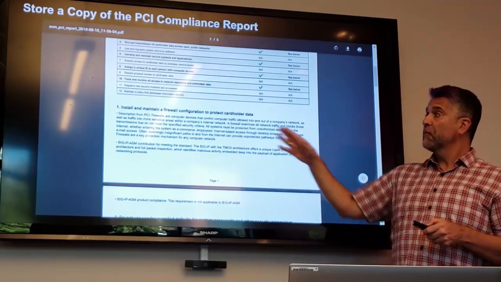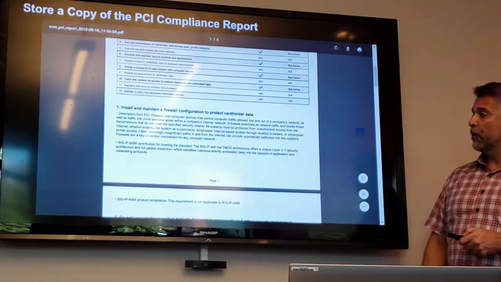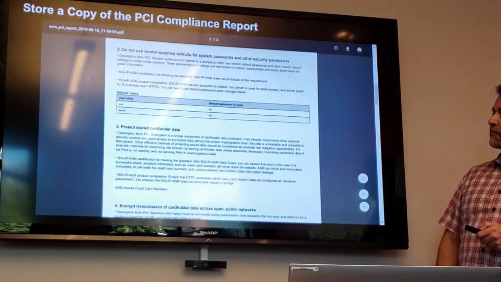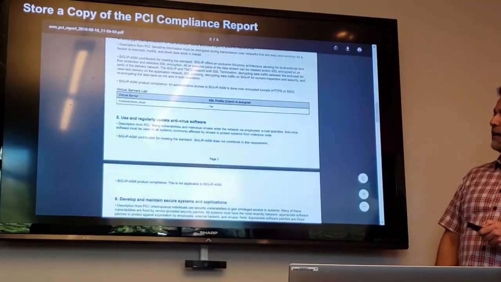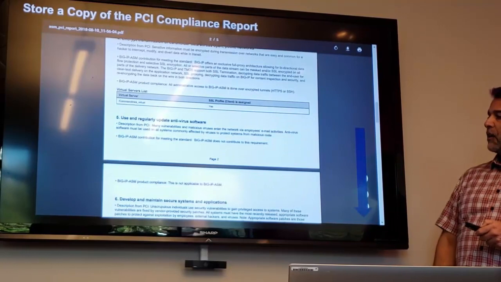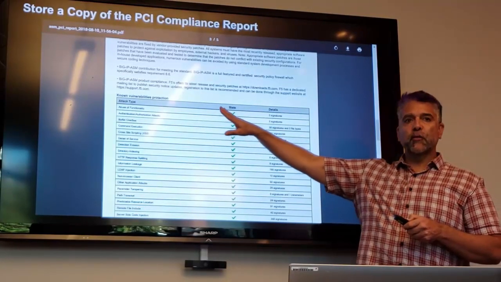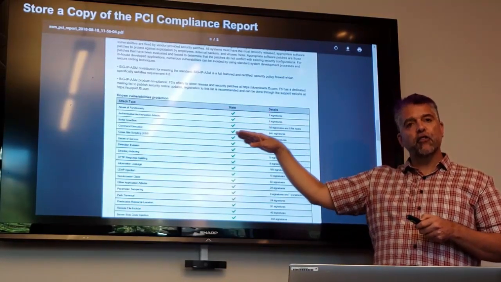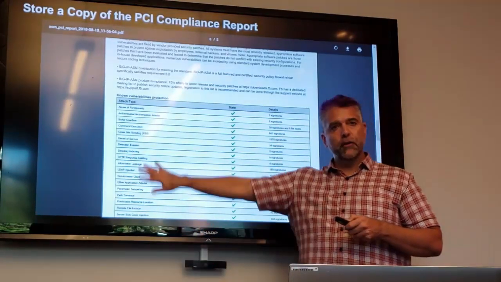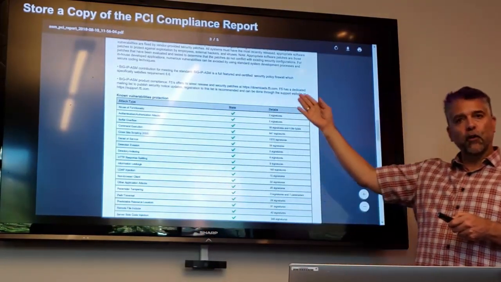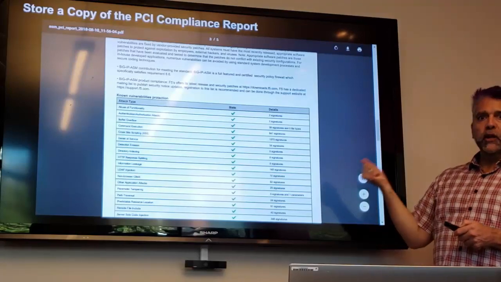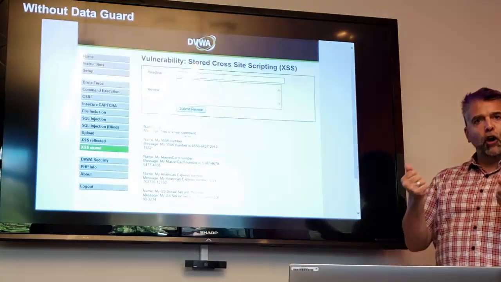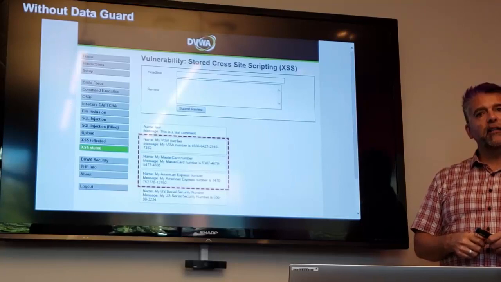even the ones that ASM doesn't protect, having a firewall configuration and so forth, usernames and passwords and so forth. And then when we get down to the secure systems, we can see that our signatures for all of these vulnerabilities are enforced. That's why we have all the green checkboxes. So really nice, easy way to show PCI compliance.